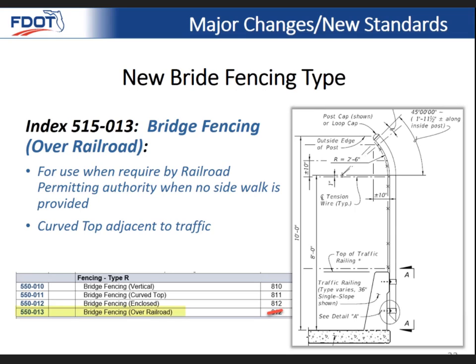And then one new standard that we have is the pitch fencing over a railroad, which is basically a curved top fence, similar to what used to be under index 811. But instead of being on the back of the sidewalk, it is on the back of the traffic railing. It's slightly higher, and all of the horizontal rail members have been removed for crashworthiness. So that was issued as a developmental index on some projects under the 813 series. So it comes in at 550-013.